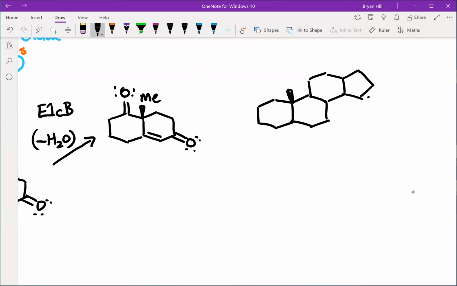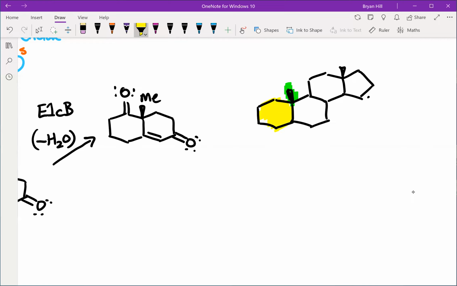This is, I'll put a methyl group here too. This structure with the three 6-membered rings and the 5-membered ring, this is the basic structure of all of the steroids. Some of them have a methyl group here, some of them don't, because sometimes this first ring is, I'll highlight this in yellow, sometimes this first ring here is aromatic.